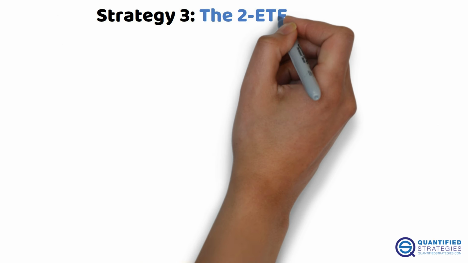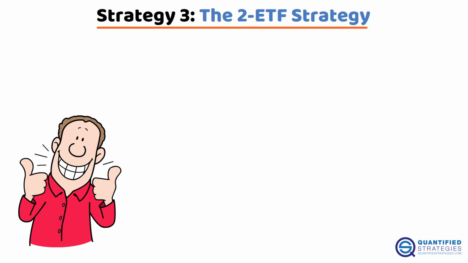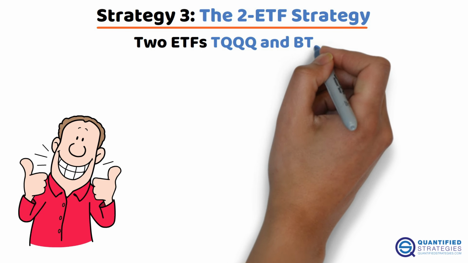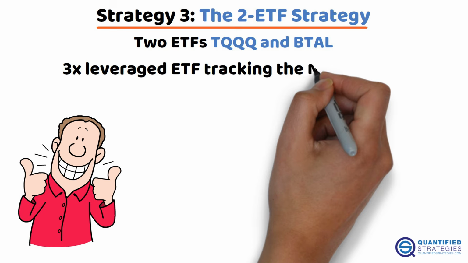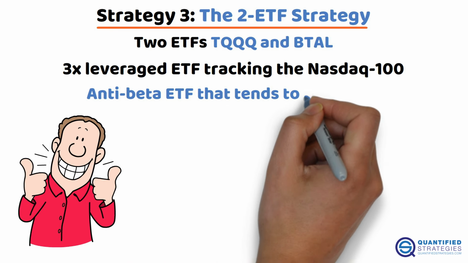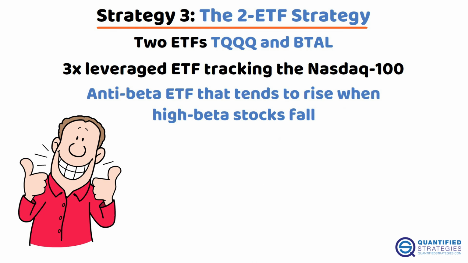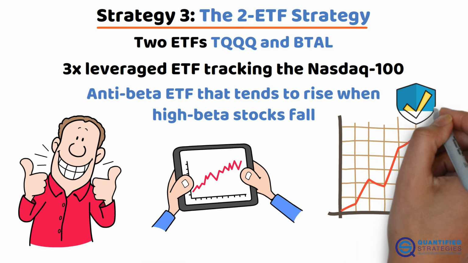Strategy 3. The 2 ETF strategy. This strategy is as simple as it gets. Once a year rebalancing with 2 ETFs, TQQQ and BTAL. TQQQ is a 3 times leveraged ETF tracking the NASDAQ 100. BTAL is an anti-beta ETF that tends to rise when high beta stocks fall. Together, they offer a blend of aggressive growth and crash protection.